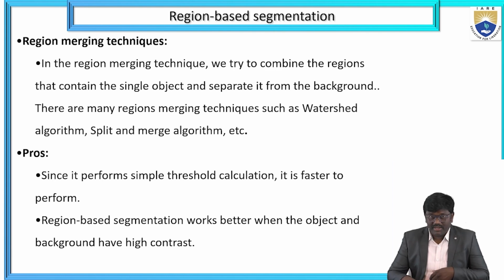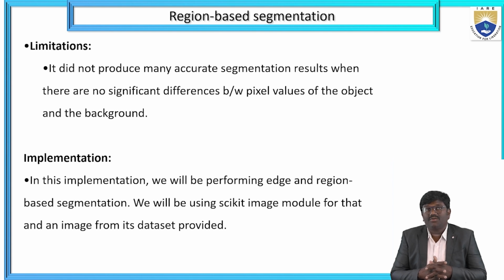Based on these two, we extended some of the known limitations of region-based segmentation in terms of merging. It does not produce accurate segmentation results when there are no significant differences between the pixel values of the object and the background. For implementation, we will be performing edge and region-based segmentation, using the scikit-image module and an image from its provided data set.